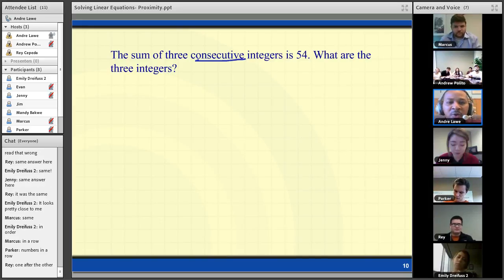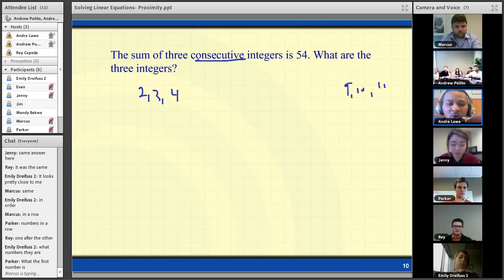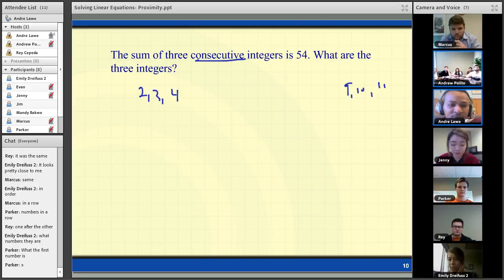Good. So for example, an example of 3 consecutive integers could be 2, 3, 4. Okay, or 9, 10, 11. So we know that they're each separated by 1. What don't we know in this problem? What is missing? What the numbers are. So what would we need to use to represent each number? Okay, X or a variable.